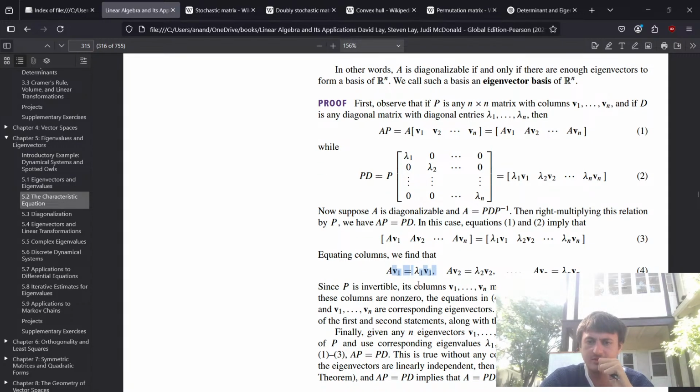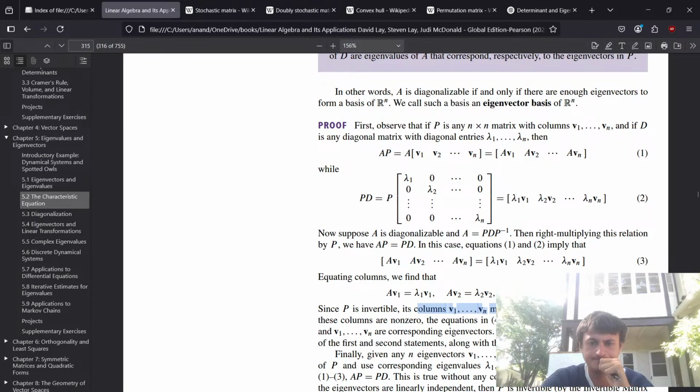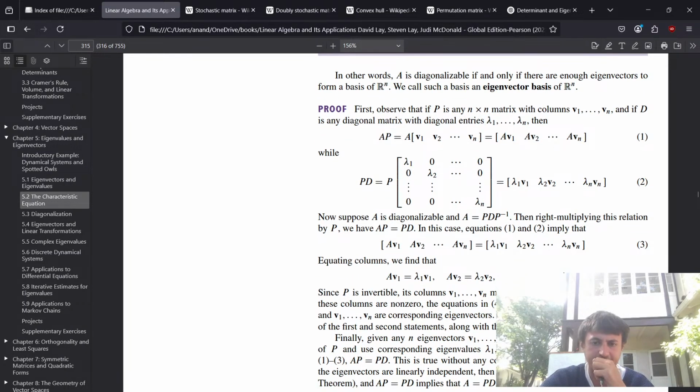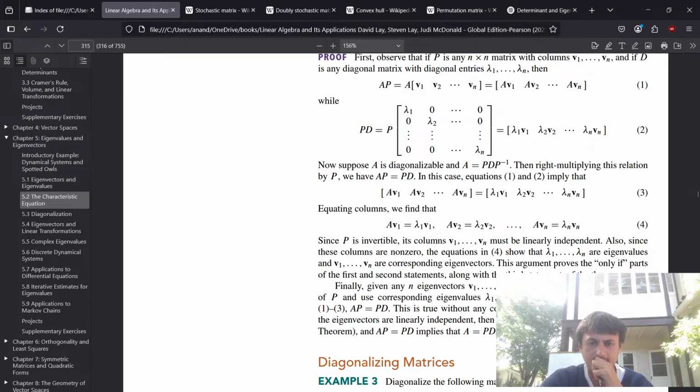Since P is invertible, its columns must be linearly independent. Also, since these columns are non-zero, the equations in 4 show that lambda 1 to lambda n are eigenvalues of A, and v1 to vn are the corresponding eigenvectors. This proves the only if parts of the first and second statements along with the third statement.